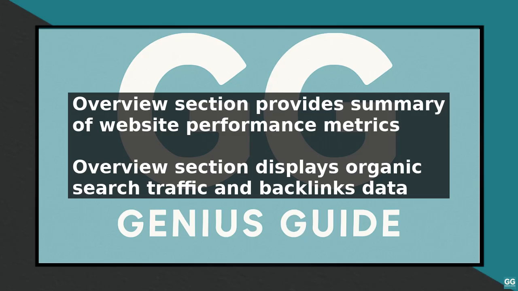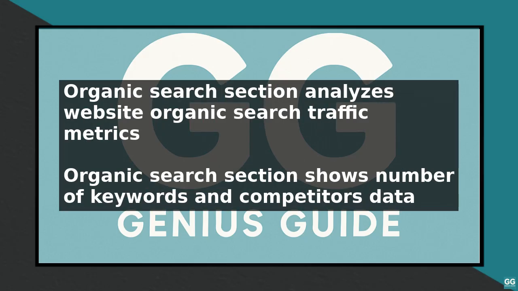Next, let's dive into the organic search section. This is where you can analyze your website's organic search traffic, including the number of keywords, organic positions, and competitors. You can also see which pages are driving the most traffic and which keywords are generating the most conversions.